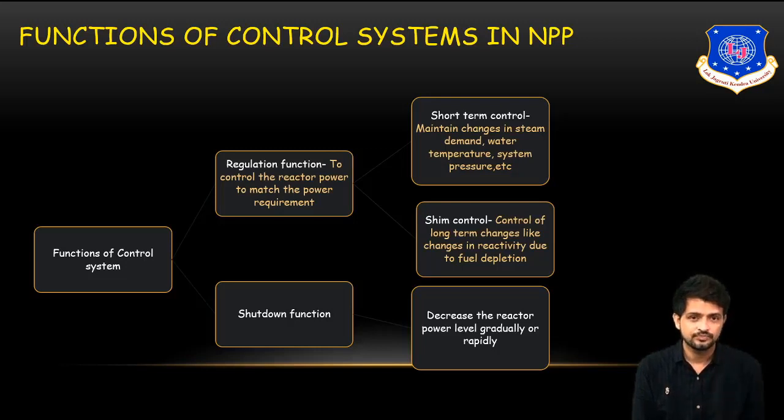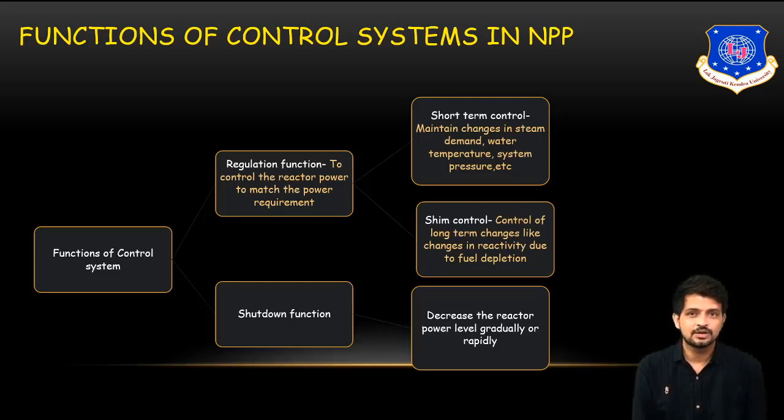Then the shutdown function. Okay, so first of all we'll study about the regulation function. In regulation function there are two types of functions: short-term control and shift control. Short-term control means what? As per the requirement of the power, if we want to control the steam demand, the water temperature, or the system pressure, then at that particular time we can control that for a short period of time. That's why it is known as short-term control. Shift control means a long-term control, after many time usage of the fuel.